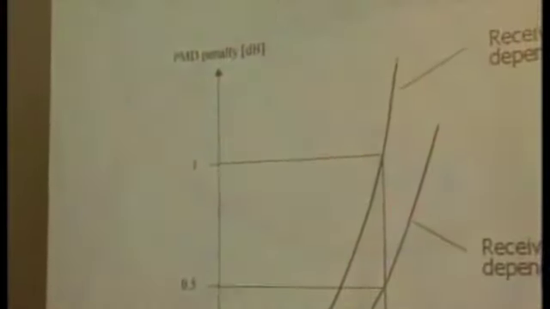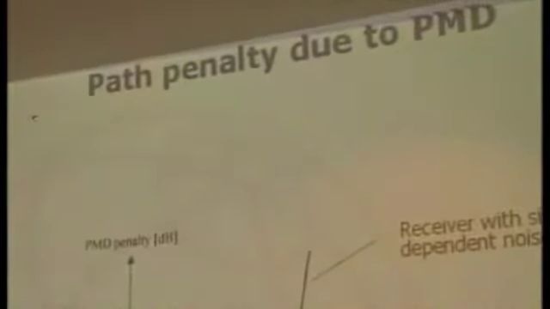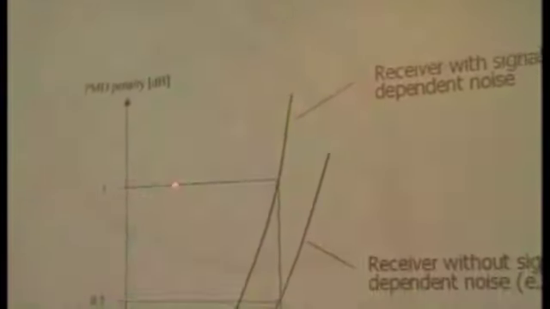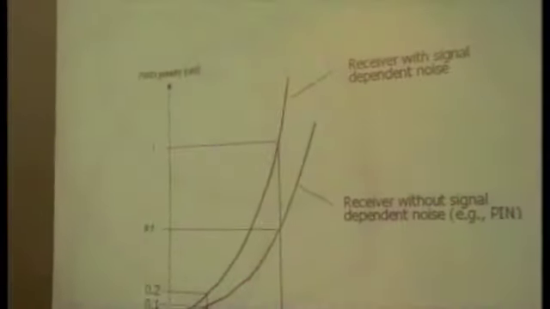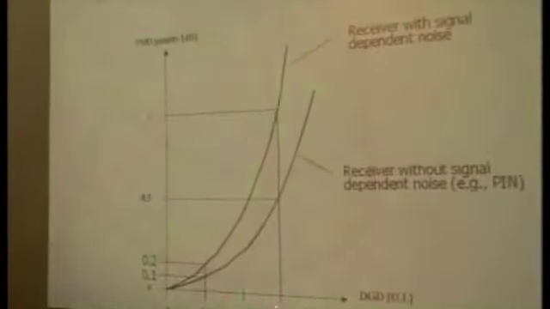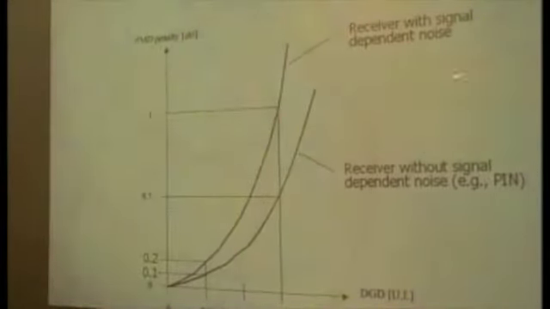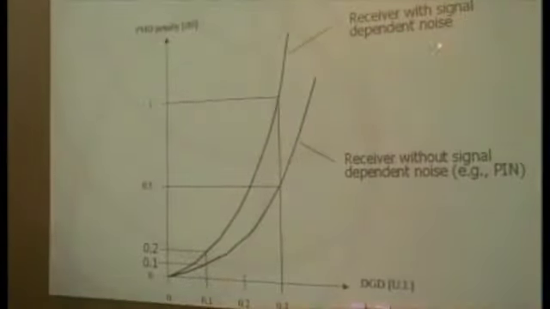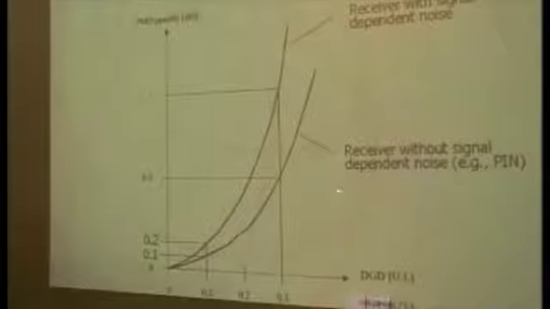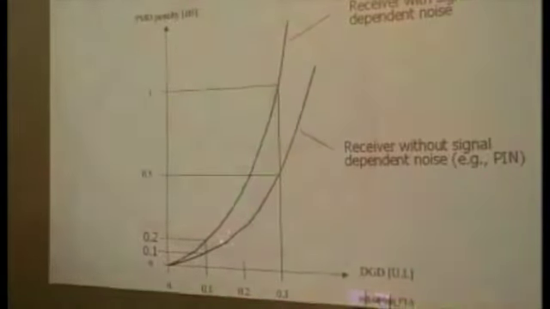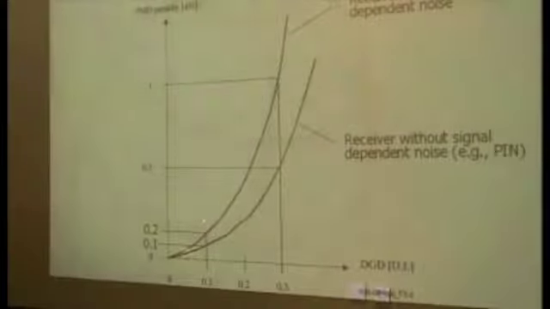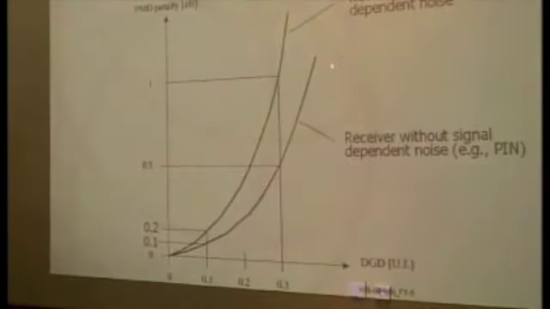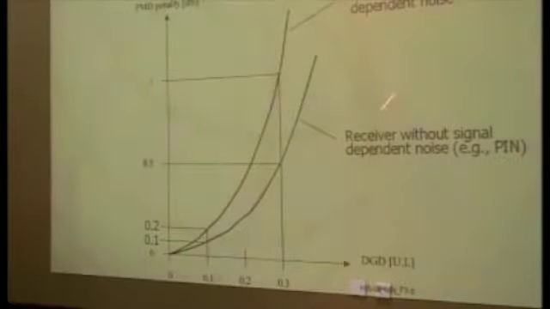This is also a PMD-induced penalty versus DGD value. So if you accept 1 dB PMD penalty, you have to keep your DGD value at, for example, 0.3. And this curve depends on the signal characteristics, for example, a receiver with signal-dependent noise or without signal-dependent noise. That means, I'd say, optical amplifier systems and no-amplifier systems. It depends on the system's noise characteristics.